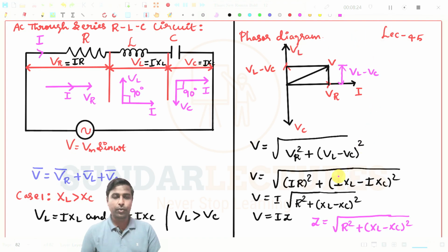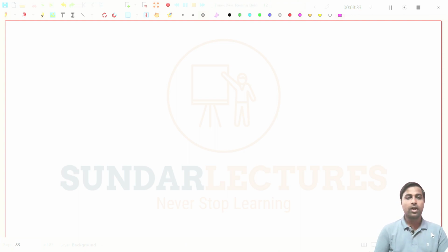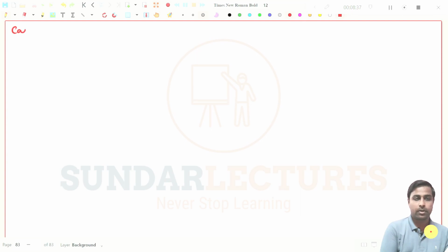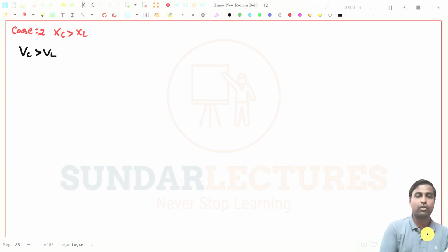Now we will take case number 2, that is XC greater than XL. For that we will go to the new page. So this is case number 2, which means XC is greater than XL. So obviously from this one we can directly write that VC is greater than VL. We know this one from the previous case.